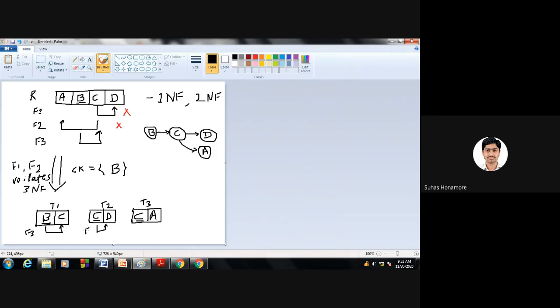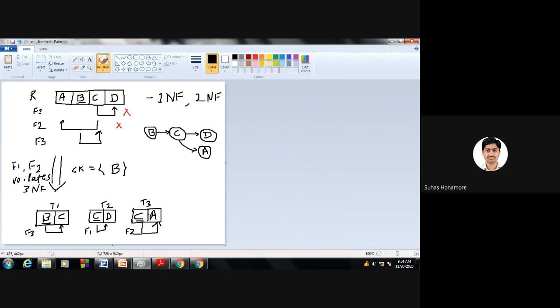Then C to A is our F2. So this is the decomposition we did: whatever R we had, we brought these tables T1, T2, T3. Now we have to check that this is in 3NF. By default we have two attributes only, so we will not get a transitive dependency in each table. If you want a transitive dependency, minimum three attributes should be there. So here we don't have a transitive dependency.